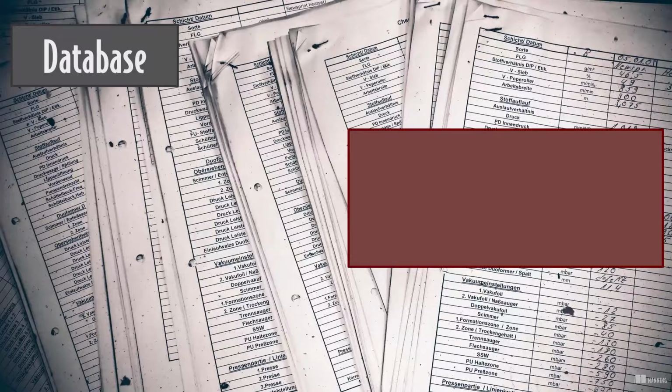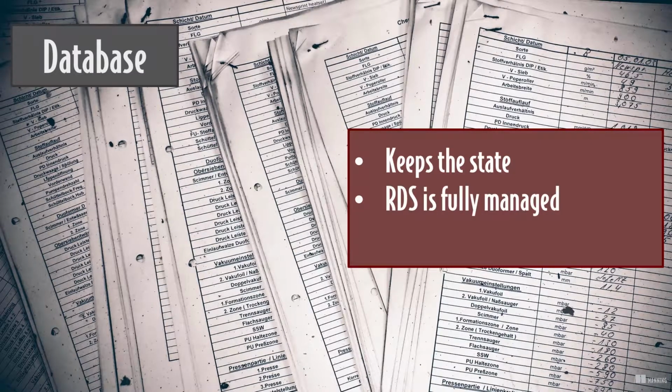The next important concept is a database. The database stores the state of our Twitter-like web application. You will use RDS, a fully managed database service offered by AWS. RDS provides SQL databases based on popular database engines like MySQL or Postgres.